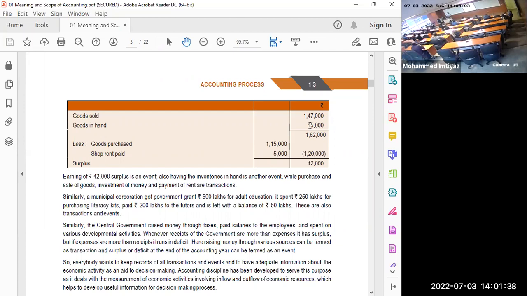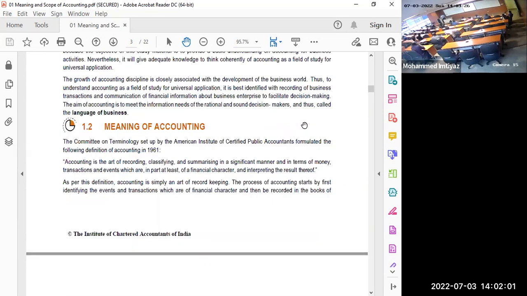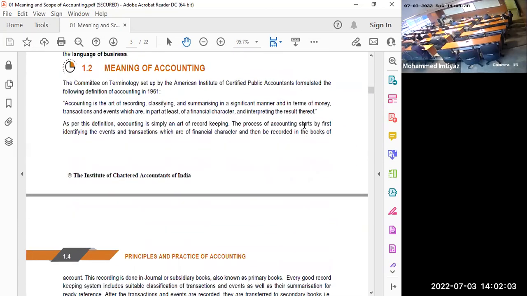This is how we are going to prepare the profit and loss account in a bigger manner, including everything. This has only two items: I am buying, selling, and paying rent. Some of the items are left without being sold at the end of the year, worth rupees 5,000. This is the simple way of calculating profit. From so much discussion, what we had today as well as in the previous class, we can define what is accounting.